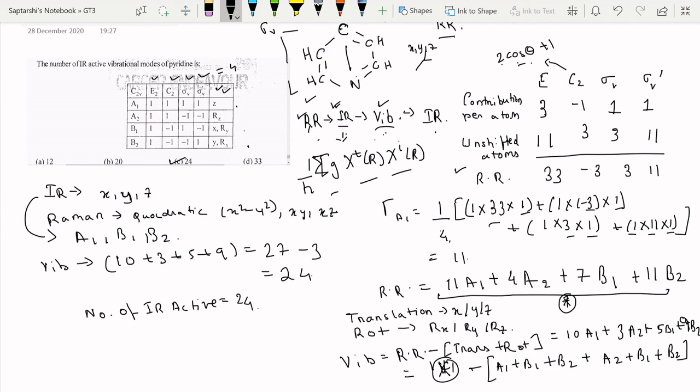So this was a big example, but a very conceptual one. A very brief summary of this is we take pyridine, we draw it in its full form. Here I think you cannot see the H, so we have actually 11 atoms over here. Found the reducible representation from it, and we see the contribution per atom. This is actually the theory behind it. So the contribution per atom into the unshifted atoms, we get the reducible representation. Then we find its components, as we learned already before. From the components we find out the vibrational ones, and out of the vibrational ones we found out IR active and Raman active. So that was it.